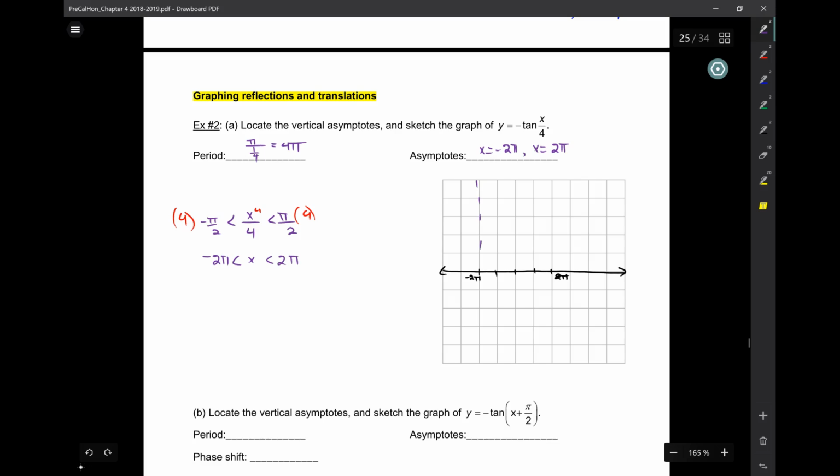Don't forget your asymptotes. What's the midpoint? 0. You know exactly where to put your y-axis and everything. In fact, let's do that now. And then, what's the quarter point on the left? Negative pi, positive pi. Okay.